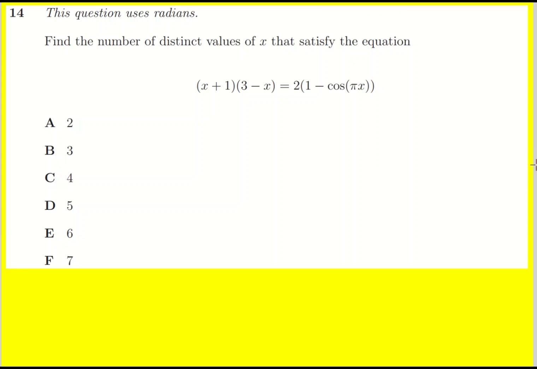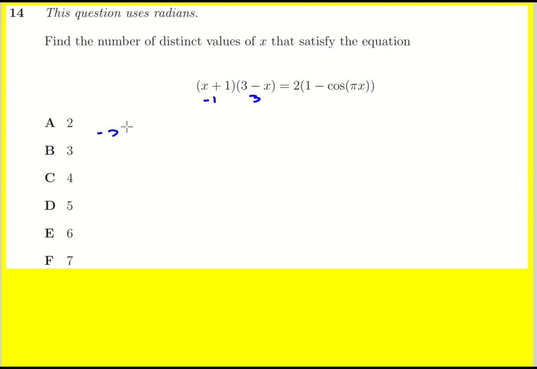Find the number of distinct values of x that satisfy this equation. We're not actually being asked to solve it, and we wouldn't be able to do that anyway. So the way to go with this one is to think about the left-hand side and the right-hand side separately and what the graphs look like. We're going to get roots of -1 and 3 for this quadratic.